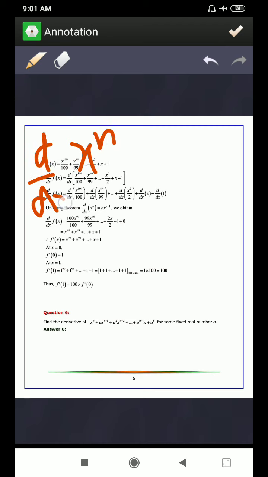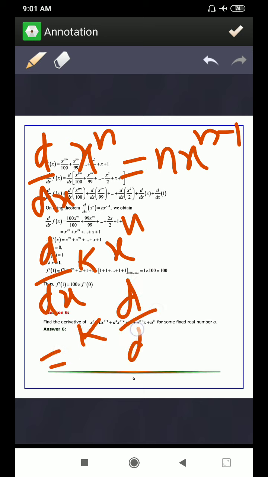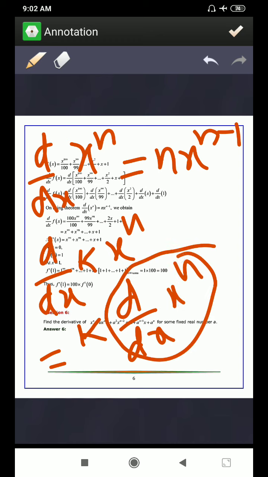Its derivative will be n into x raised to power n minus 1. One more thing, suppose some constant into x raised to power n is given. Constant means any number or anything independent of x. So we can take this k outside and differentiate x raised to power n. And the differentiation of x raised to power n will be n into x raised to power n minus 1.